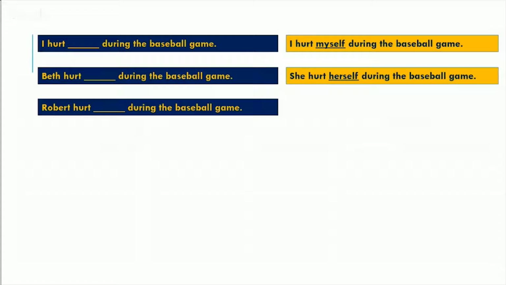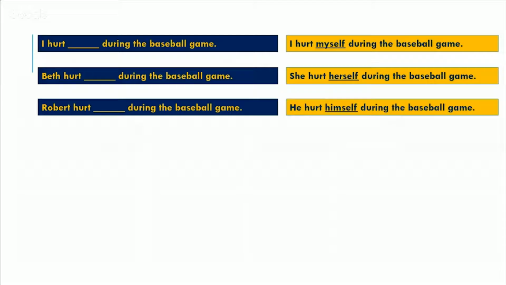Here's the next one, Robert. Robert hurt blank during the baseball game. I'll wait for an answer on that one. Thank you, Katia. Katia says Beth hurt herself during the baseball game. That is correct. Mariela says Beth hurt herself during the baseball game, and that is correct. Okay, so I'll wait for Robert now.